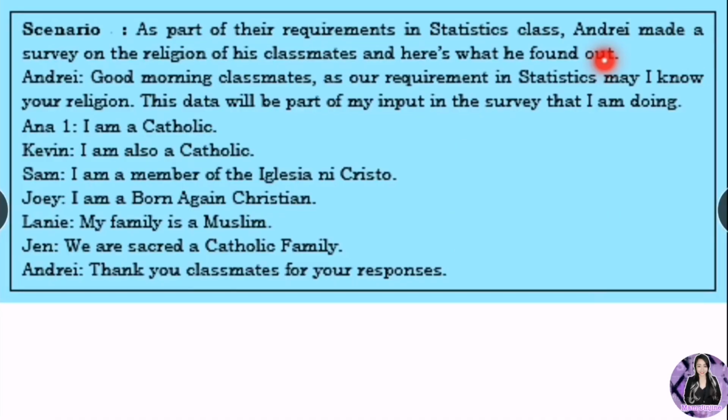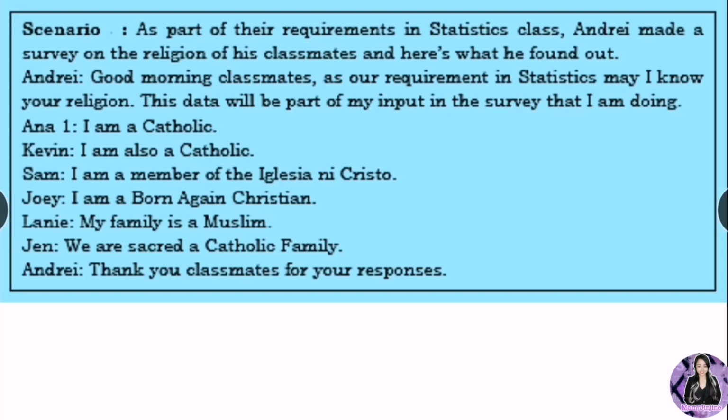As part of the requirements in statistics class, Andre made a survey on the religion of his classmates, and here's what he found out. Andre said, "Good morning, classmates. As our requirement in statistics, may I know your religion? This data will be part of my input in the survey that I am doing."